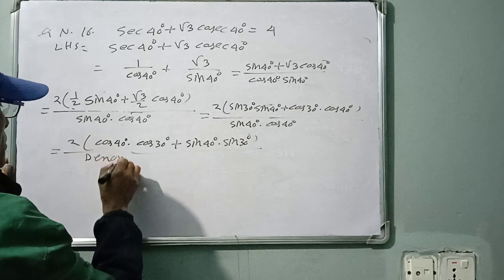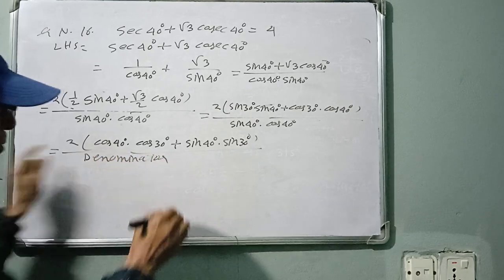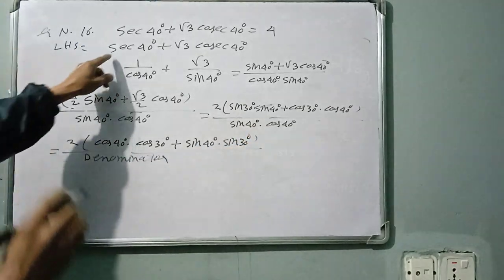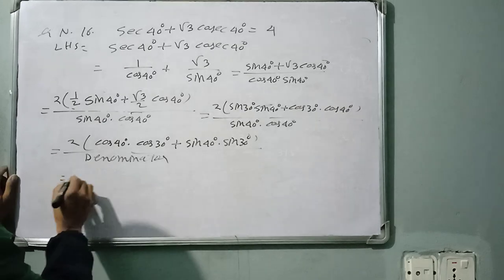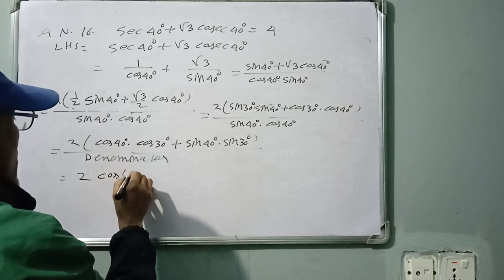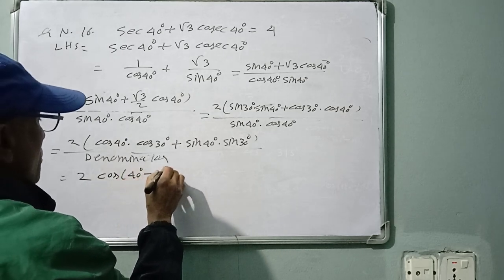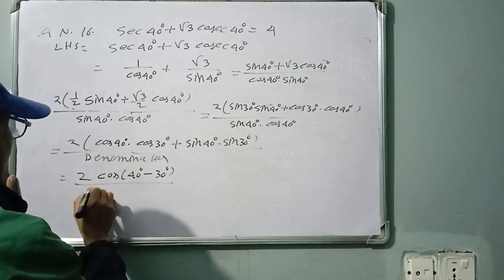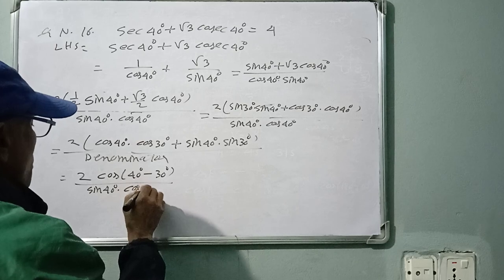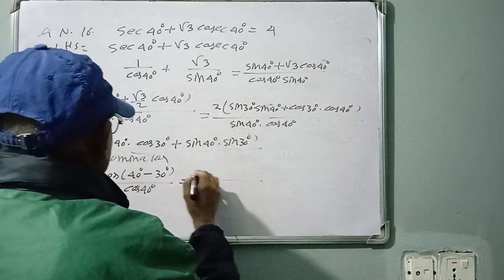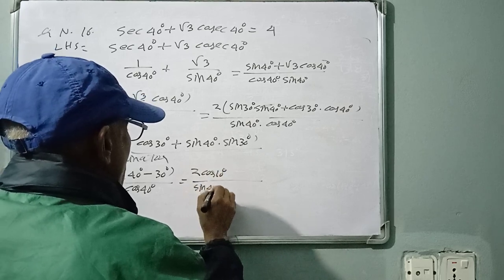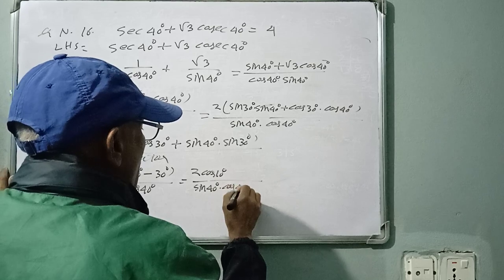Write the denominator the same. Denominator here means sine 40 cos 40 degree. Again, 2 times cos A cos B plus sine A sine B is cos A minus B, upon the denominator sin 40 into cos 40 degree. So 2 cos 10 degree upon sin 40 degree into cos 40 degree.